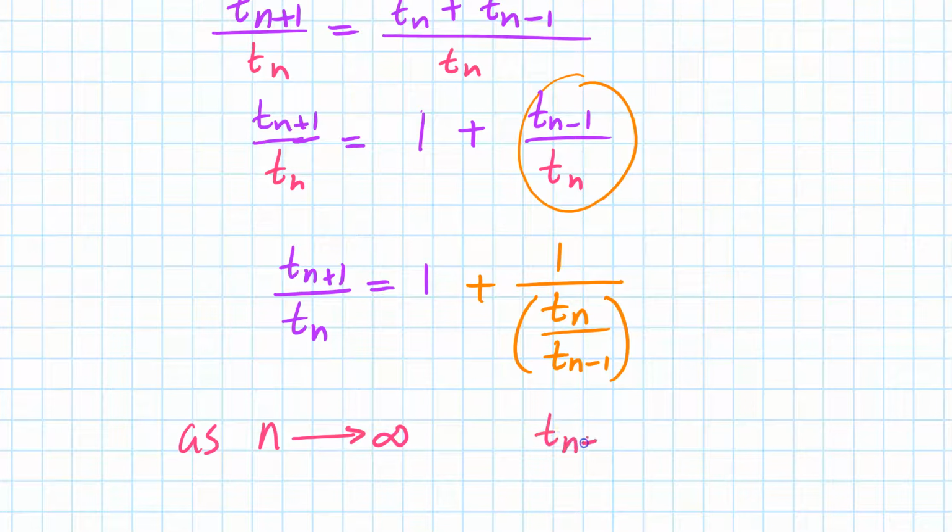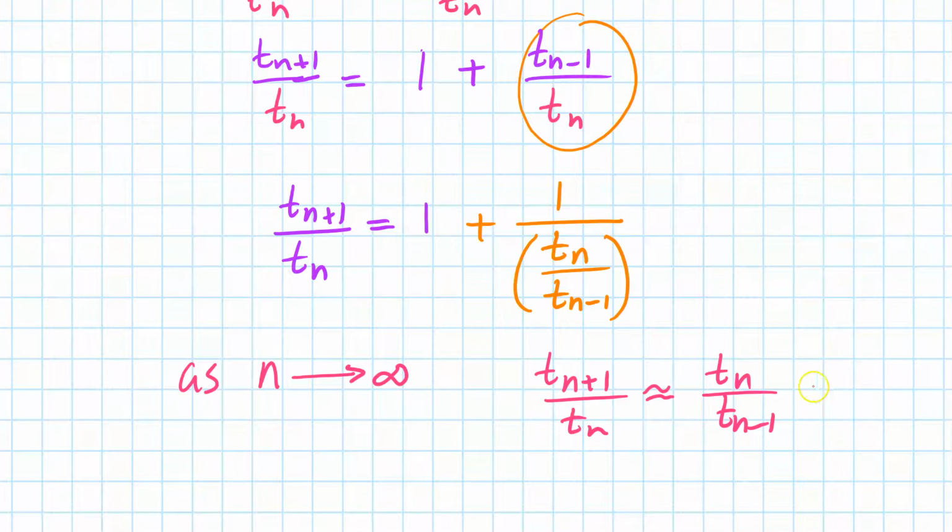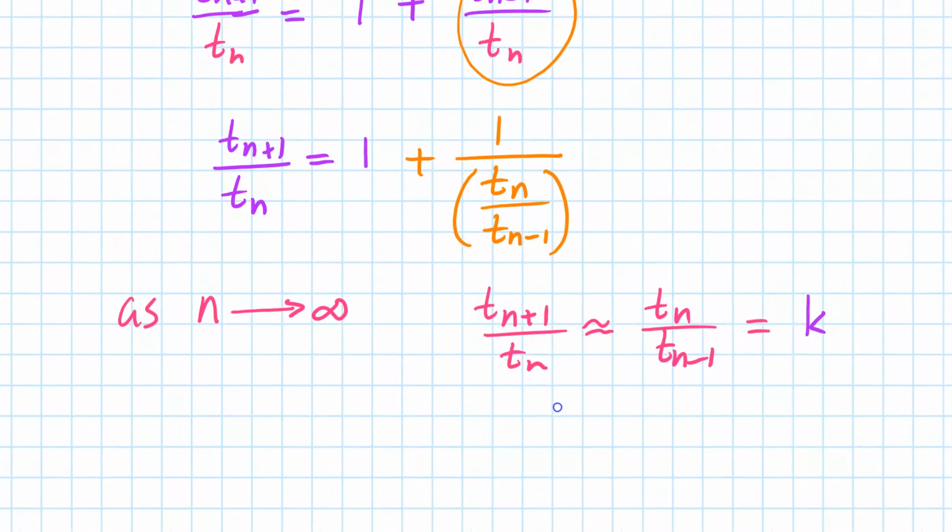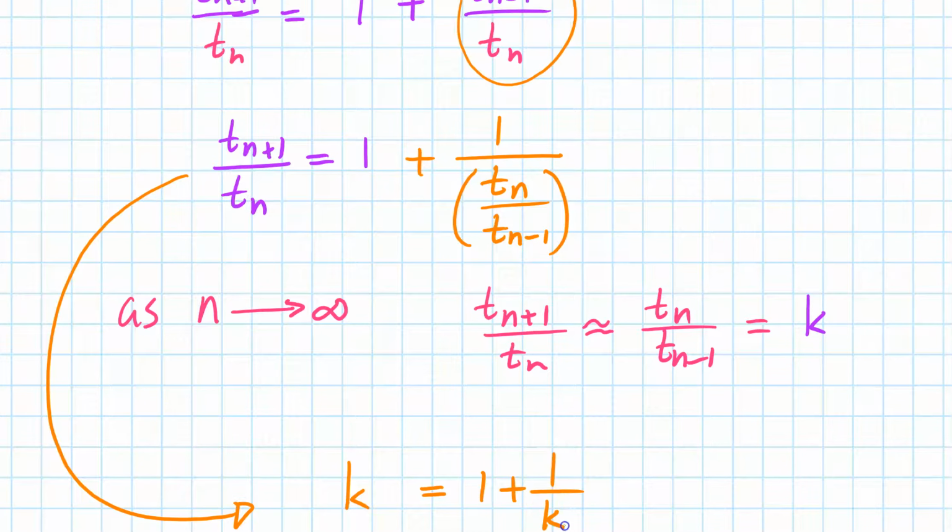I would have tn plus 1 on tn pretty much similar to tn on tn minus 1. Doesn't matter what two terms you would use, any two consecutive terms when n goes to infinity, pretty much exactly the same. So we can treat this as a value called, let's say, k. And what I'm going to do is rewrite this equation again as k equals 1 plus 1 on k.